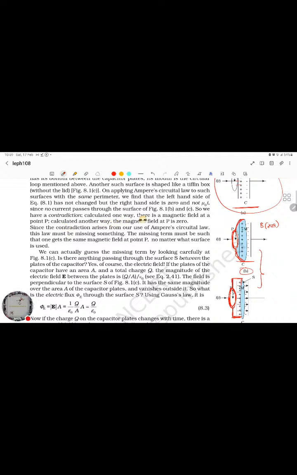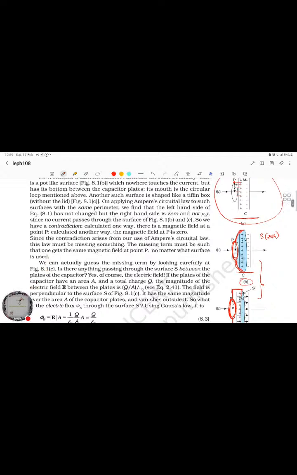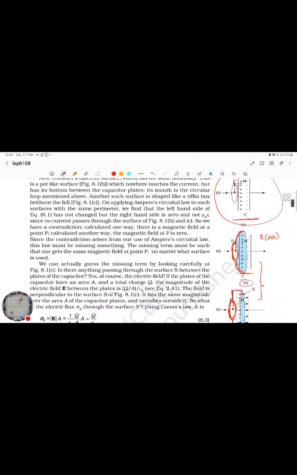Calculated one way, there is a magnetic field at point P. Calculated another way, the magnetic field at P is 0. Since the contradiction arises from our use of Ampere's circuital law, this law must be missing something. The missing term must be such that one gets the same magnetic field at point P no matter what surface is used. அதாவது circuital law வந்துட்டு whatever the closed surface we use, unless and until it is appropriate, it should give the same result.